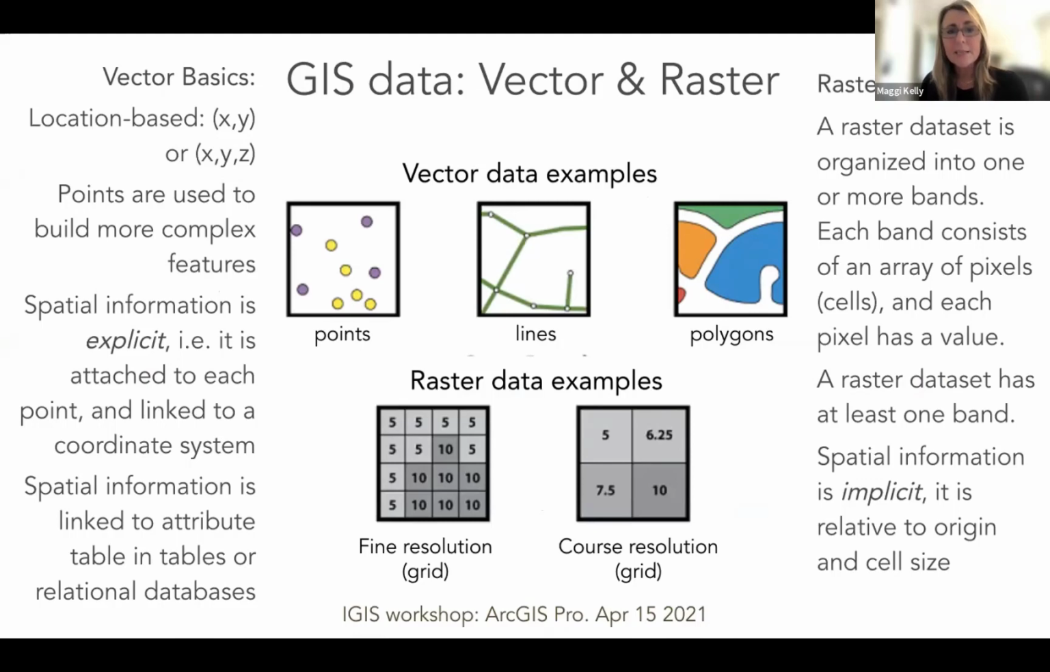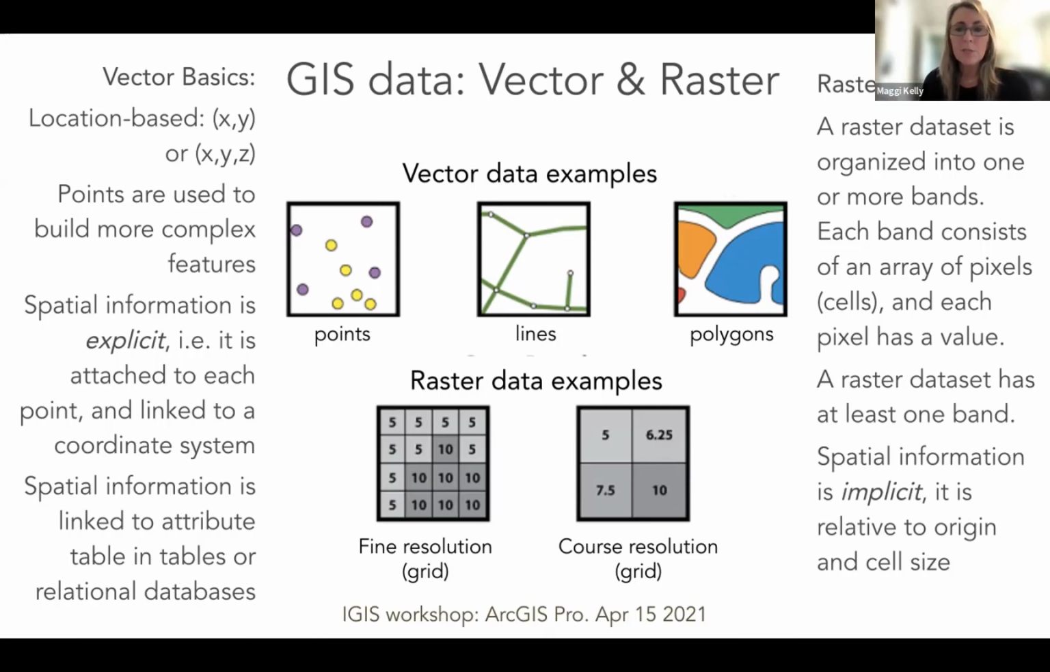And vector data is points, lines, and polygons. Points are the fundamental unit. Lines are made up of connected points. Polygons are made up of connected lines. Spatial information is explicit, which means every point knows where it is, every line knows what it's attached to in terms of points, and every polygon knows which lines make up its boundaries. So vector data is very precise, and it's a legacy from the old way we used to make maps, which is just drawing lines.